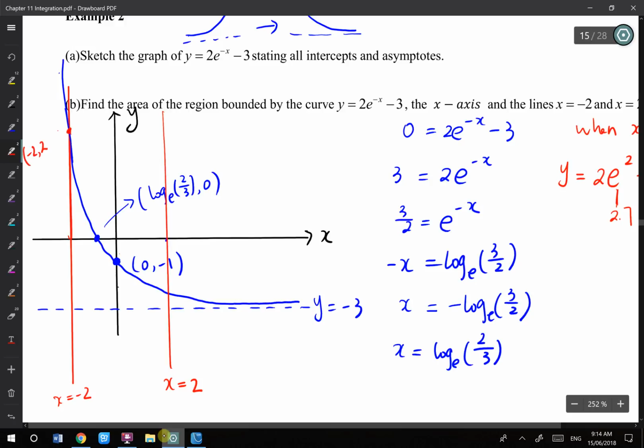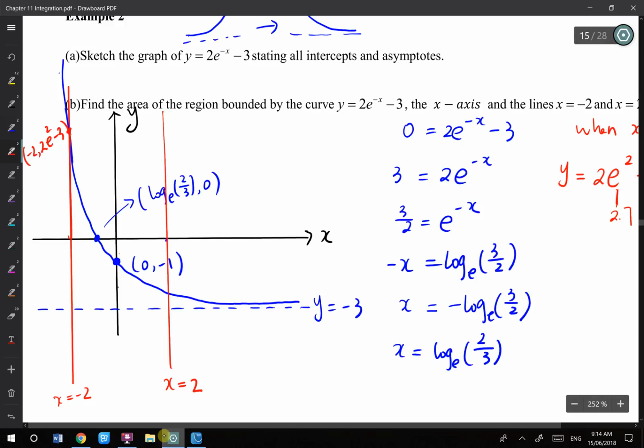That's (-2, 2e^2 - 3), so it's a positive number and must be on the left-hand side of the x-intercept. I can also see from the scale that it must be on the left-hand side, but I just want to confirm what you should do: you can sub the point in to see whether the coordinate is positive or negative.